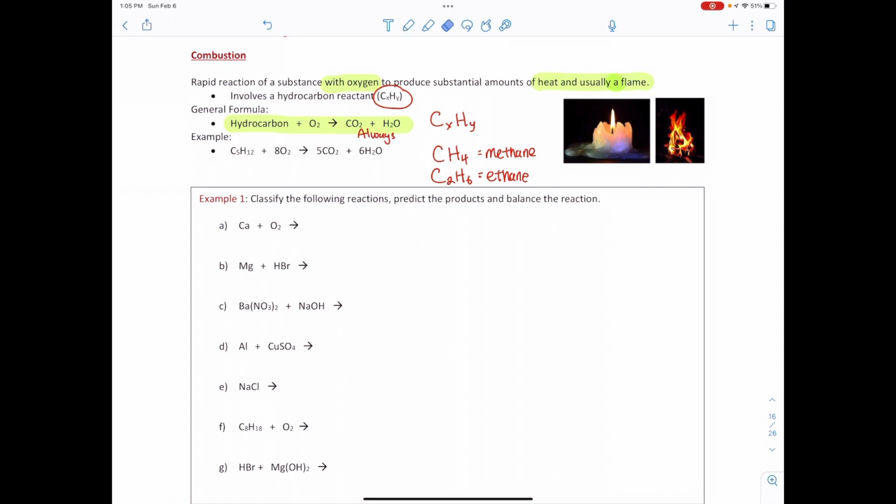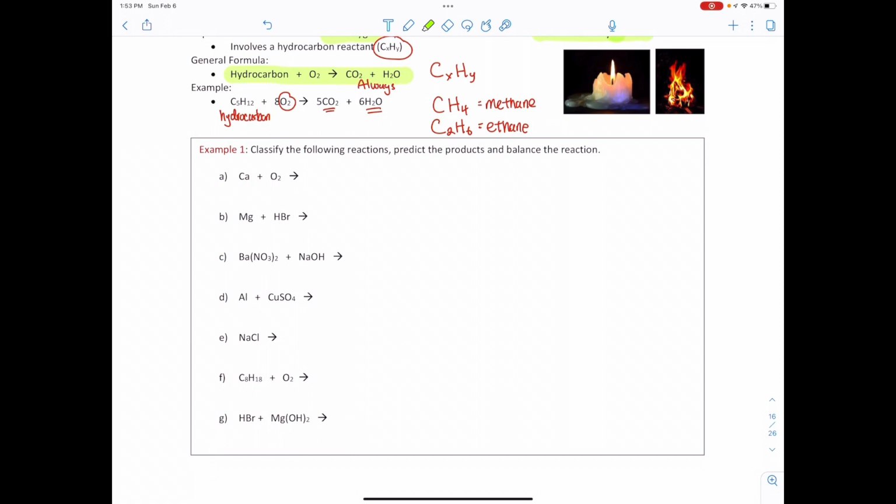We can take a look at this example. I have C5H12. Again, when I look at it, I have some combination of carbon and hydrogens. So this is a hydrocarbon. We have oxygen, and it will always produce carbon dioxide and water.